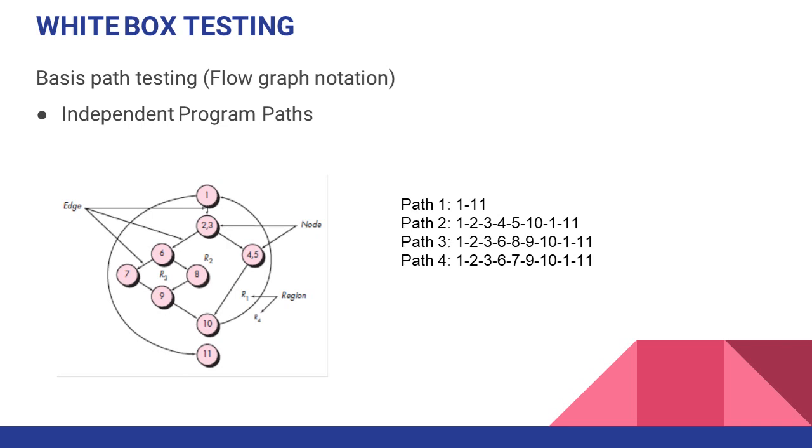That is, if you can design tests to force execution of these paths, every statement in the program will have been guaranteed to be executed at least one time, and every condition will have been executed on its true and false side.